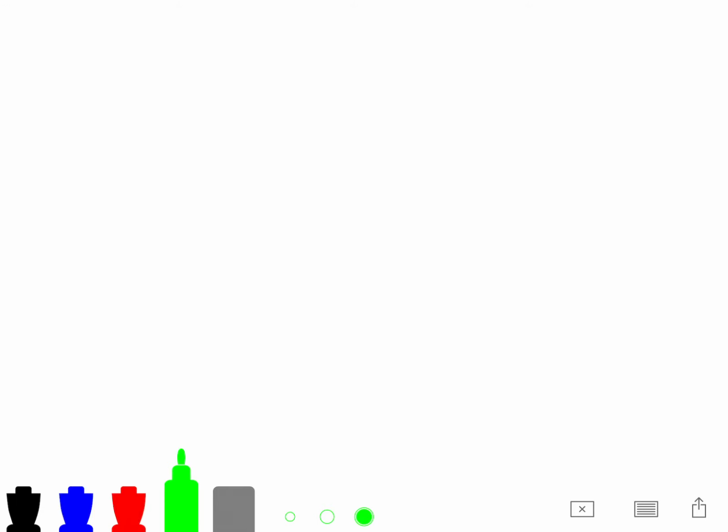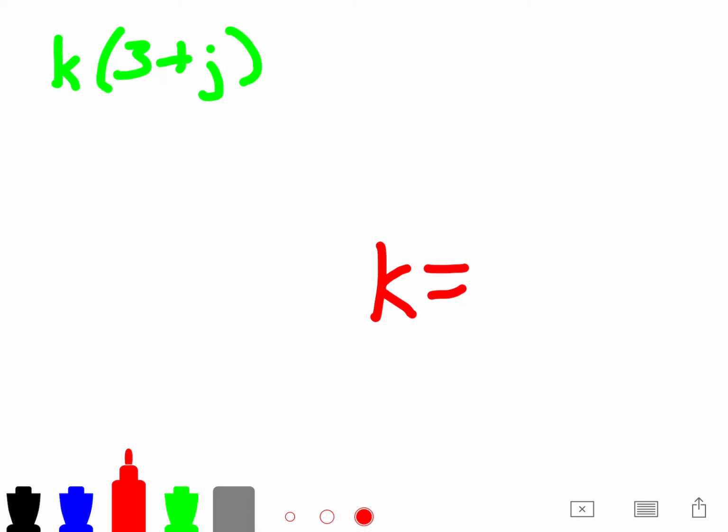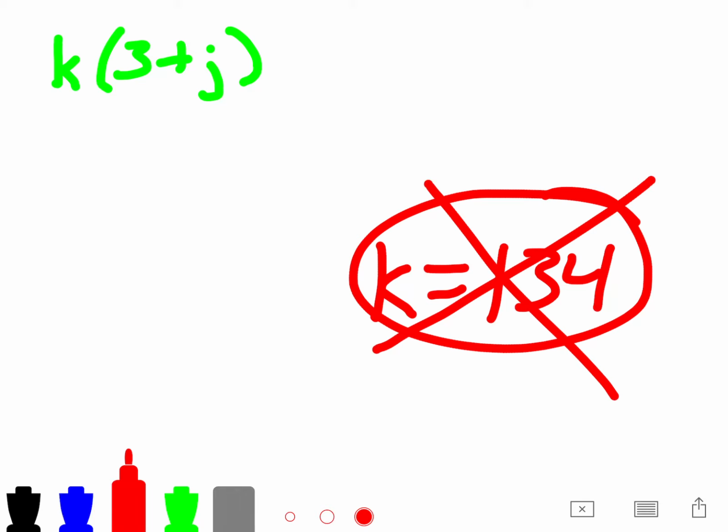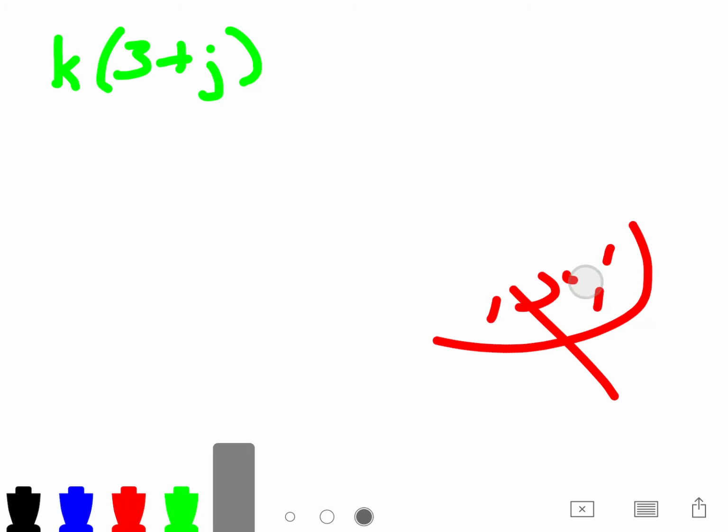We have k times 3 plus j. Now, the whole idea behind evaluating expressions is that there is no equal sign. You're not going to do something to both sides of the equal sign because there is no equal sign, okay? So we're not solving for something. We're not going to say k is a number because that's not how this works. Whenever you have an expression, usually what you're going to be doing is simplifying the expression. You just want to make it easier to read, easier to look at, and easier to use.